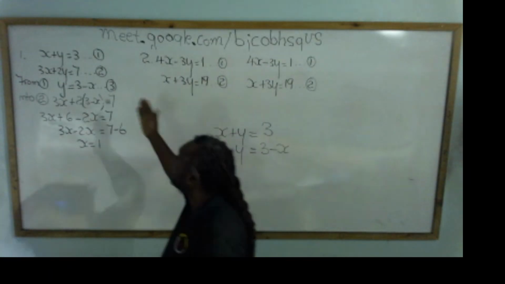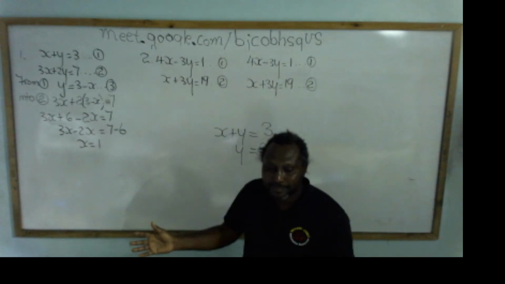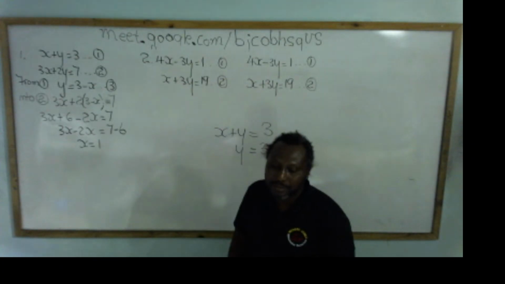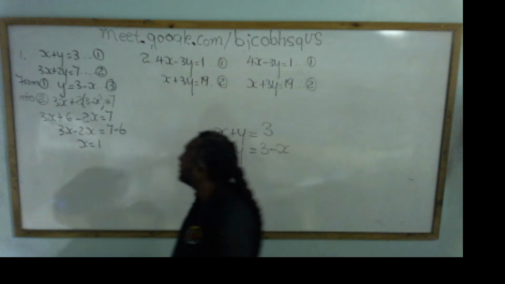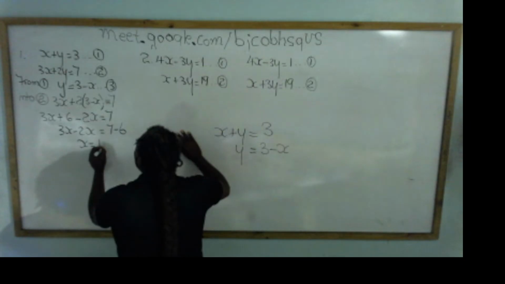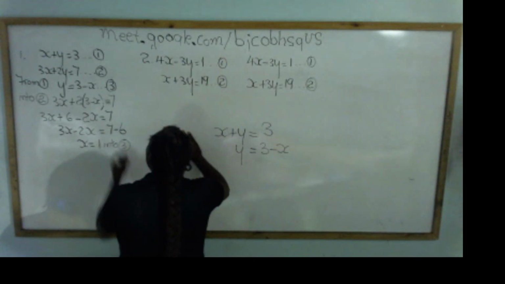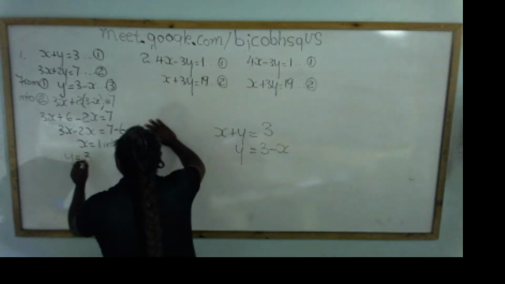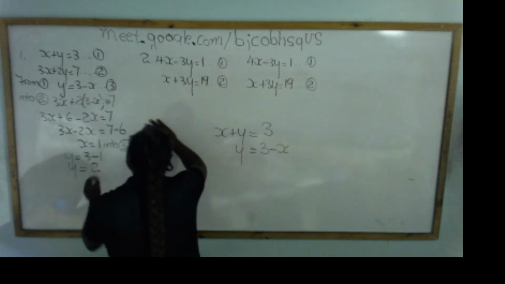Exactly. So even without doing any other thing, we already have the answer. Right? We have the answer already. But we are going to, x is equal to 1. We are going to put that into equation 3. When we put that into equation 3, what do we get? y is equal to 3 minus 1. So y is equal to 2.